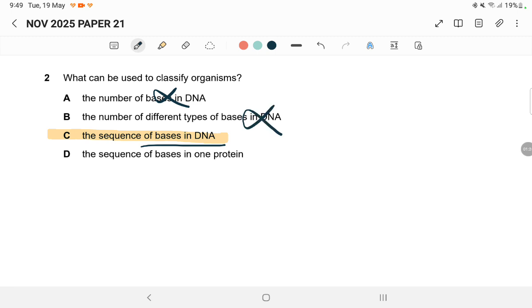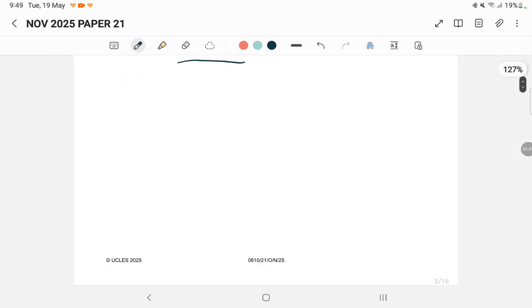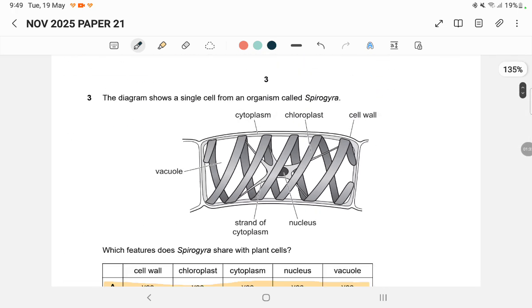Nothing is different. Okay, sequences of bases in one protein. Well, we are not classifying upon the protein, we are classifying upon the DNA. So basically 2C is the answer.